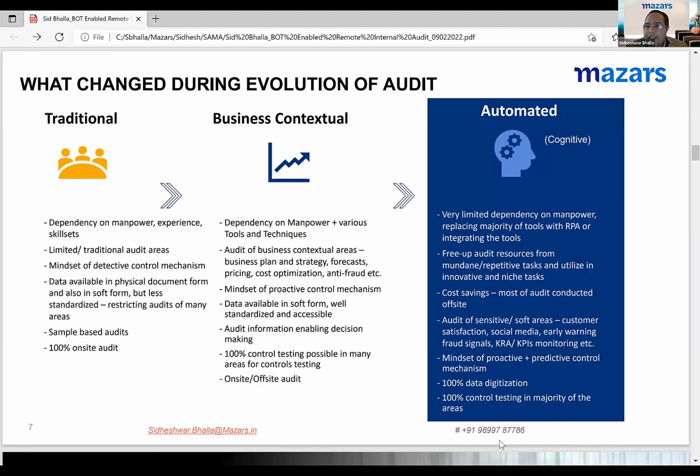Mindset of detective control mechanism. See, a good organization is which has a preventive as well as a detective control in the ratio of 80-20 in today's time. It could have been more earlier, detective could have been more, but the mindset traditionally was detective control mechanism. Data is available in physical document form, sample-based audit, because technology was not that great an enabler in the traditional form. And it used to be almost 100% on-site audit. A scenario, say 2 or 3 decades back, if it was there, like a COVID, I don't think internal auditors would have been able to make that mark.